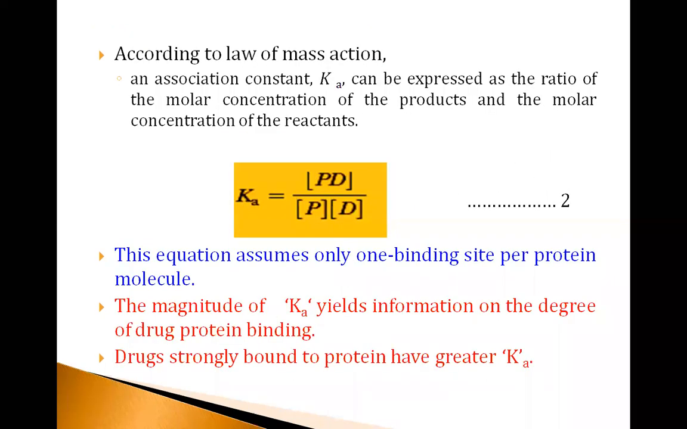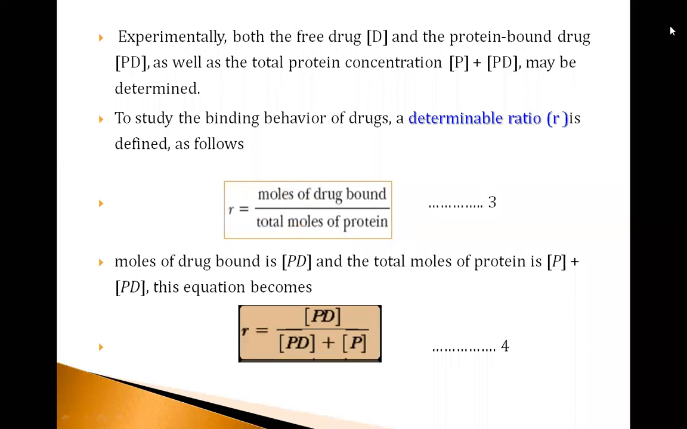That equation has been substituted here with respect to the association constant. Now, moving ahead, in order to clearly understand the relation between the drug and the protein, we need to determine a ratio called the determinable ratio. This helps us to study the binding behavior of the drugs to that particular protein. It is represented by the letter small r, and it is nothing but moles of drug bound to total moles of protein.